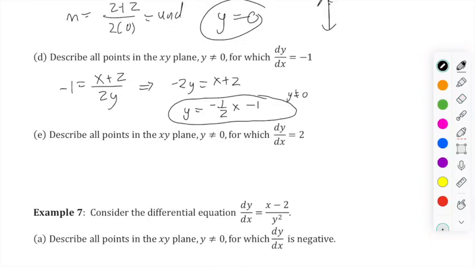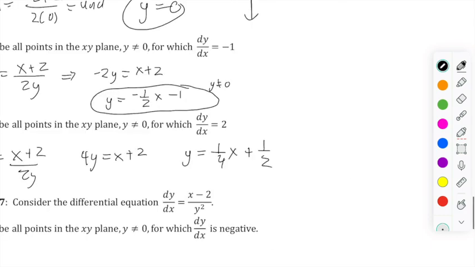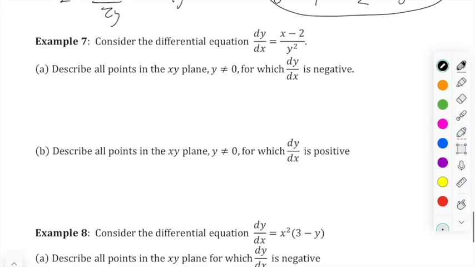E, same thing, so this is going to be 2. Solve, multiply 2y on each side, that's going to give you 4y equals x plus 2. Divide by 4, so we're going to get y equals 1/4 x plus 2 over 4, which is 1/2. And again, mention that y cannot be 0. All right, 7, almost finished.